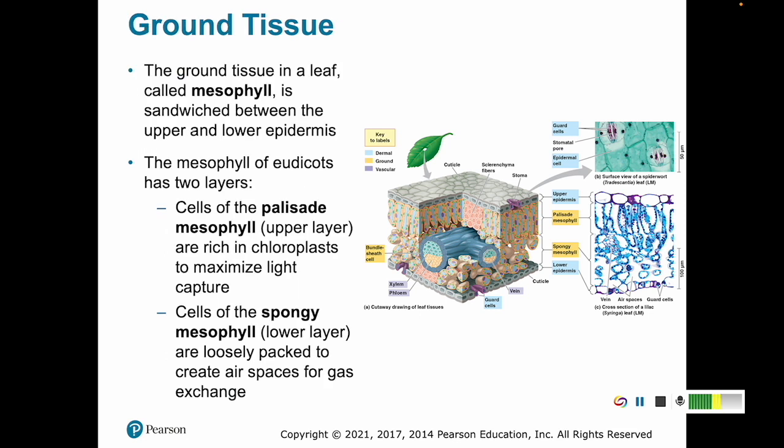The ground tissue in a leaf is called mesophyll, and it's sandwiched between the upper and lower epidermis. This is where photosynthesis is mainly happening. The mesophyll of eudicots has two layers: the palisade and the spongy mesophyll. The palisade mesophyll is the upper layer. This is rich in chloroplasts to capture as much light as possible. And the lower layer is a spongy mesophyll that's loosely packed, so it has plenty of airspace for gas exchange.